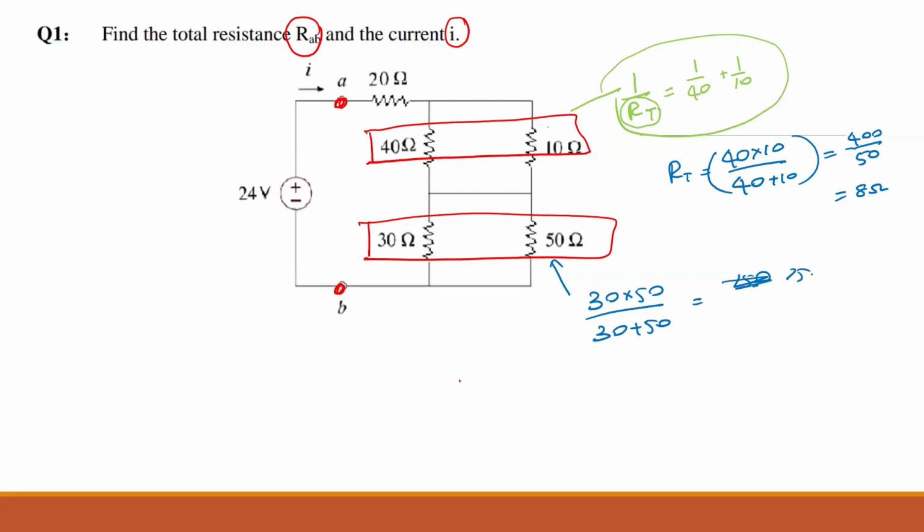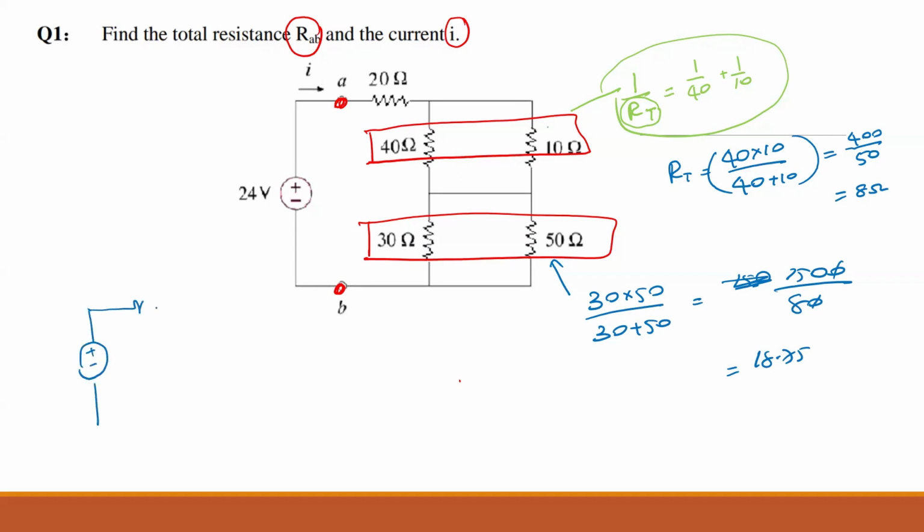1500 divided by 5, 6, 7, 80. 150/8. It's all right, I've already done it. 18.75. 18.75. Okay. Now, let's redraw the circuit now, okay?